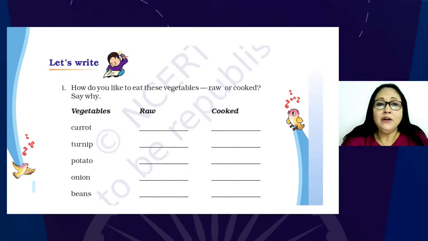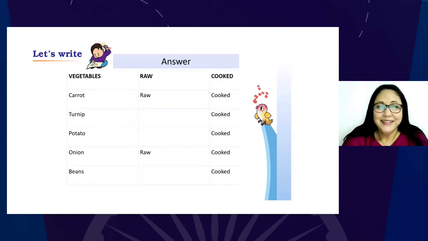Right. Now, how do you like to eat these vegetables? Raw or cooked? Carrot, raw ya cooked? Main to dono hi khana pasand karta hun. Very good. Turnip? Cooked. Potato? Cooked. Kacha potato to nahi khayenge hum. Onion? Ye dono chalega. Both ways. Beans kacha khayenge? No. Cooked only. So only 2 things we can eat raw, that is carrot and onion. The rest are all supposed to be cooked and eaten. Because we are human beings, we cannot have certain vegetables when they are raw.